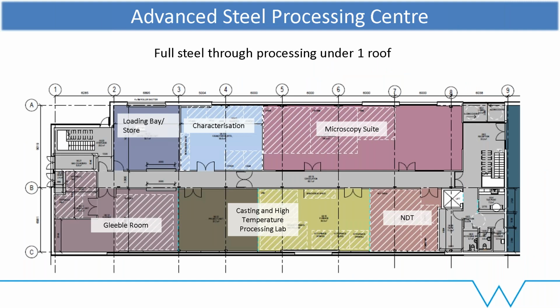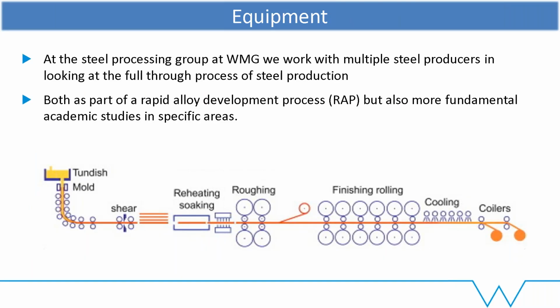Like I said, we're quite fortunate. We got a building all to ourselves, so if any of you are able to come and visit, I'll give a tour, and we'll try and give you a tour in the order of what we make steel in. So we start off with casting and high temperature processing. We can then go through to characterization, NDT, and microscopy, and hopefully the idea is that samples can be made and characterized without ever leaving sort of a 5 meter footprint, traveling 5 meters.